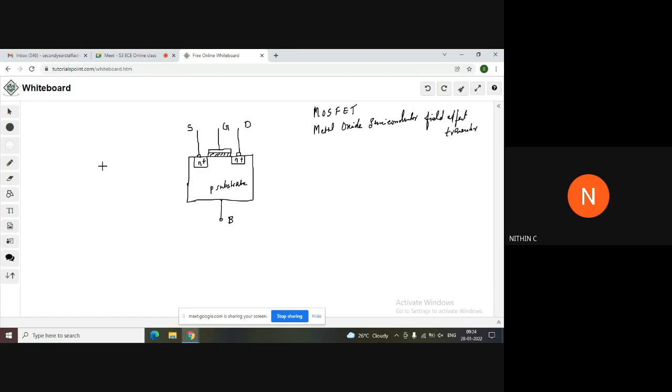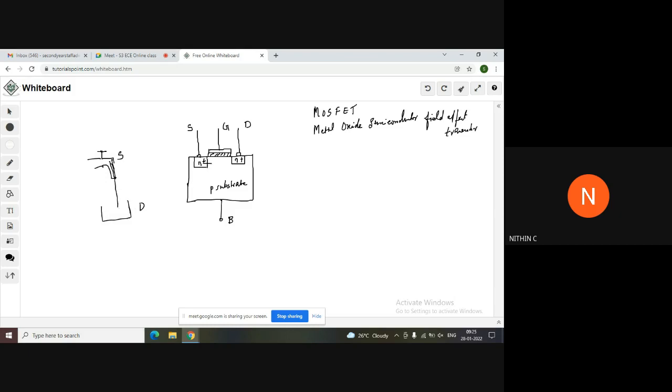Simpler example: you have a tap over here and some container under it. This can be considered as source and this as drain. If you need the water to flow, you need to turn on this gate, you need to open this one. Then water flows through this and reaches the drain.